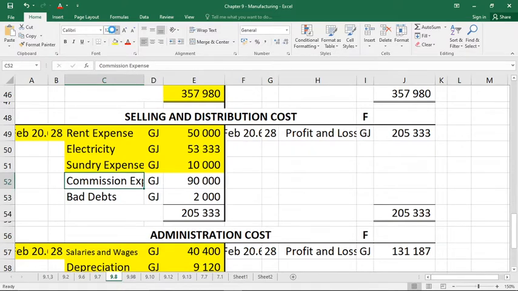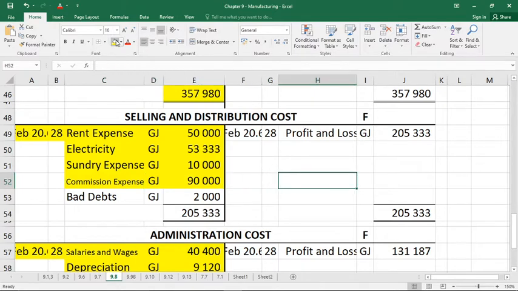Now, how did we get this figure of 90,000? It's 5% of the sales figure. What was sales? Sales was 1.8 million. So I've just said 5% of 1.8 million, and I've got 90,000 Rand.